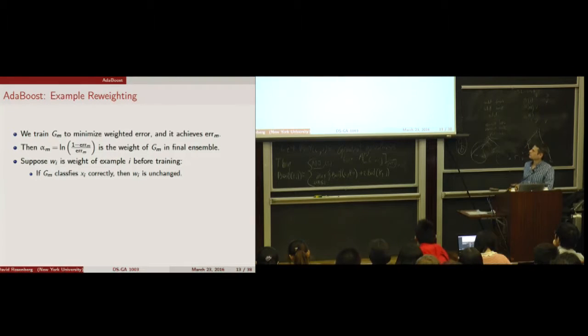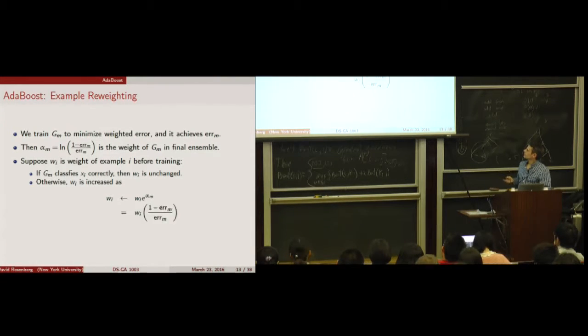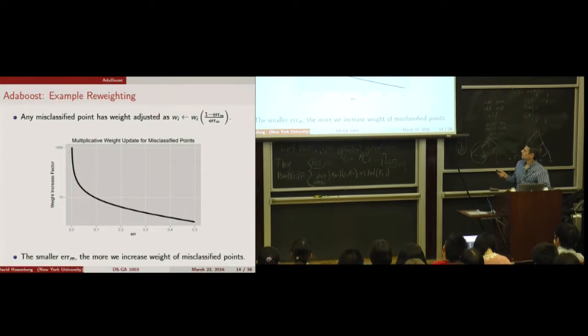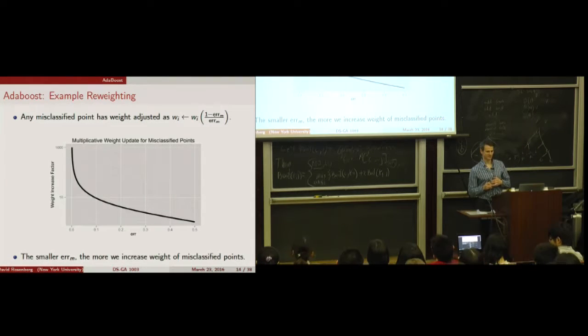Otherwise, we adjust it. We increase it by a factor. All of the weights of all the incorrectly classified examples are increased by e to the alpha m. That's our factor. Well, e to the alpha m, that counts as the log. We can look at that too. This is the adjustment to the weights for the incorrectly classified ones. The shape's the same. The only difference is that now it's on a log scale on the y-axis.